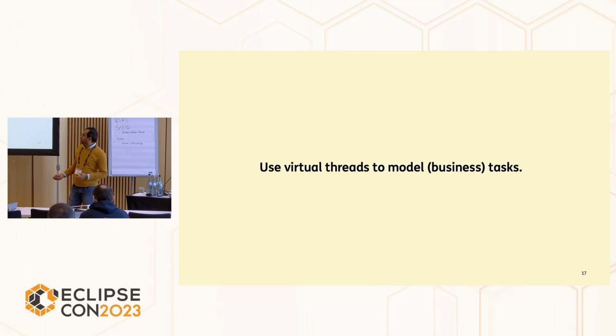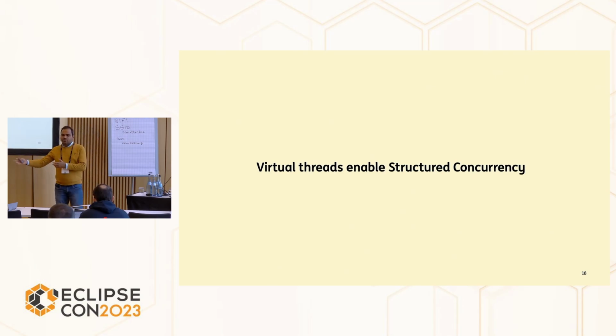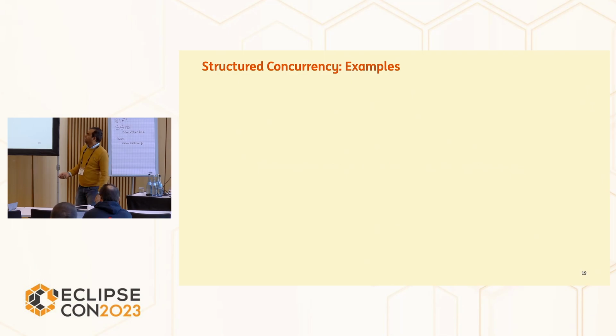Now, doing that is actually what structured concurrency is. So virtual threads enable structured concurrency, because with platform threads, you still have to think about pooling. You still have to manage your threads. But with virtual threads, you don't have to pool them. You can basically create a new virtual thread for every task, and you can structure them in the most logical way. And let's look at some examples.